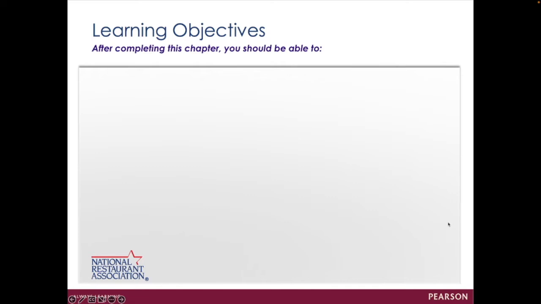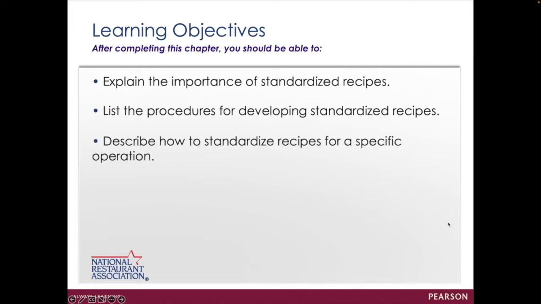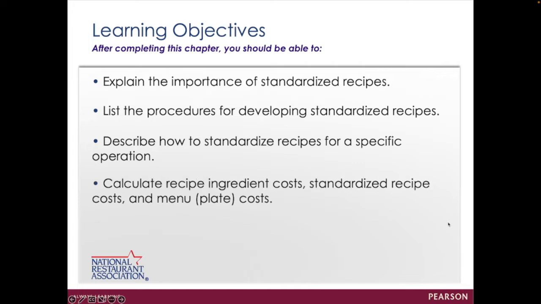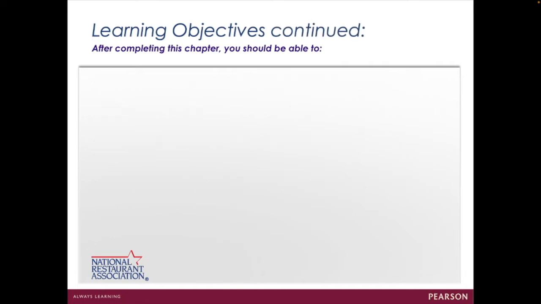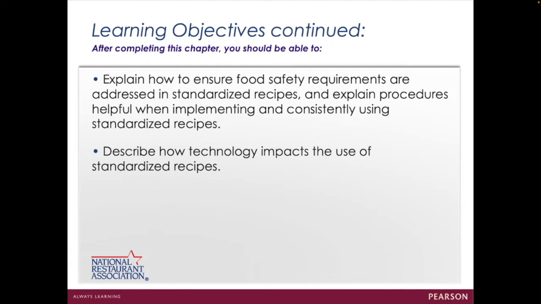The learning objectives for this chapter are: explain the importance of standardized recipes, list the procedures for developing standardized recipes, describe how to standardize recipes for a specific operation, calculate recipe ingredient cost, standardized recipe cost, and menu or plate costs. Explain how to ensure food safety requirements are addressed in standardized recipes, and explain procedures helpful when implementing and consistently using standardized recipes. And then finally, describe how technology impacts the use of standardized recipes.